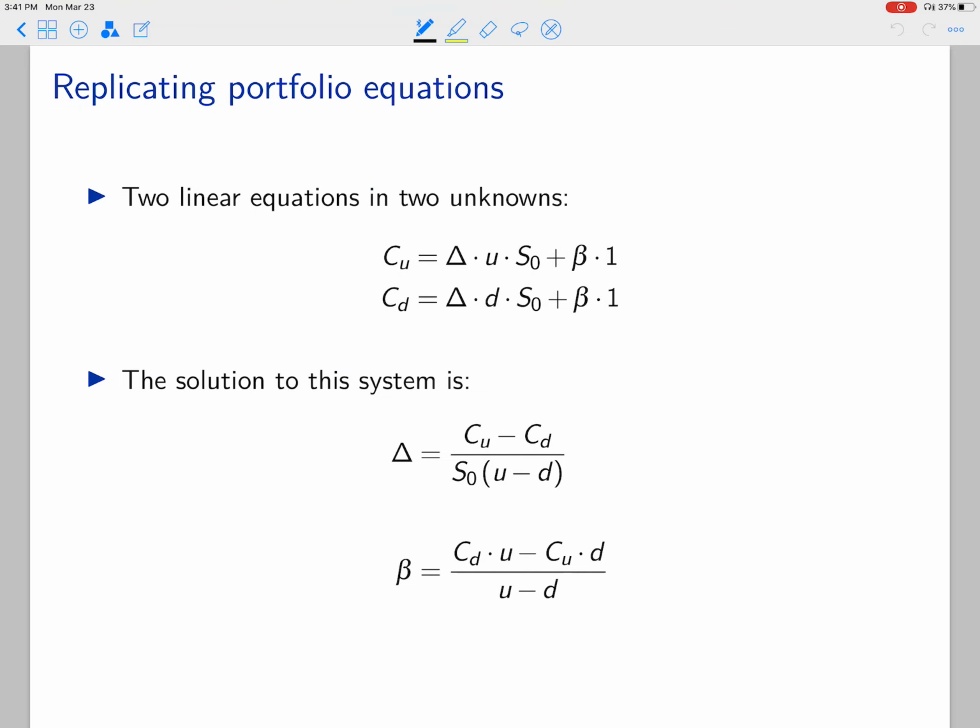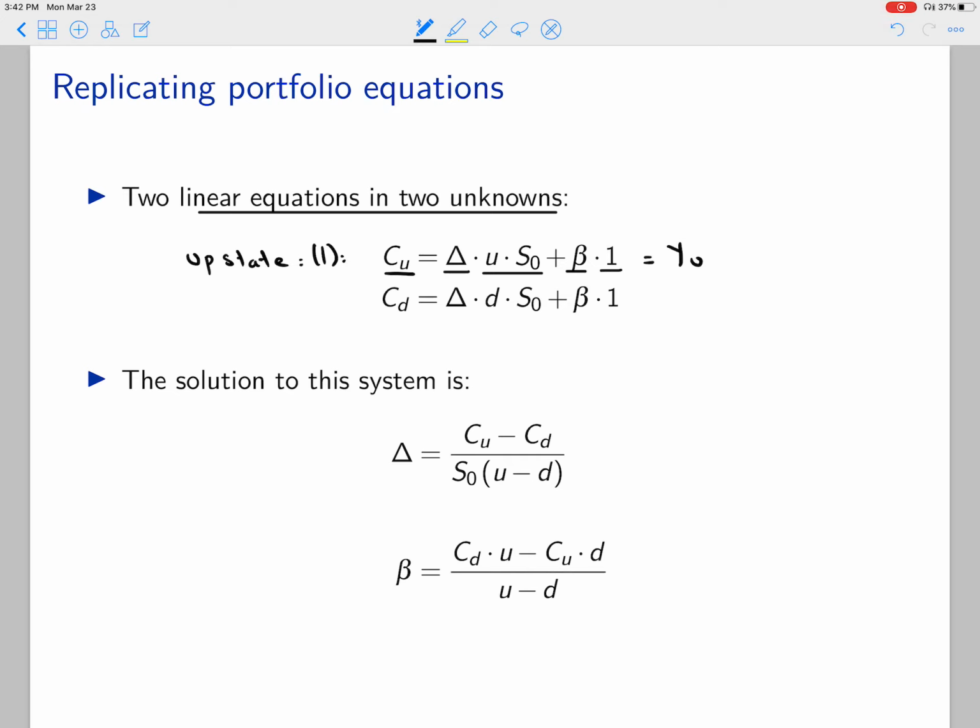To do this, we're going to set up a system of 2 linear equations and 2 unknowns. Okay. In the first equation, we're going to match the payoffs in the upstate. We're going to call this equation 1. Okay. In this equation, what we say is that the payoff to the call, C sub U, has to equal the payoff to the portfolio in this state. C sub U has to equal delta times S sub U plus beta times 1, which is equal to the payoff on the portfolio, Y sub U.